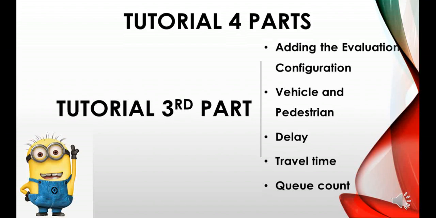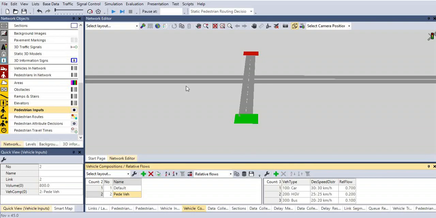This is the third part of this tutorial, by adding the evaluation configuration for the report preparation, and by adding both the vehicle and the pedestrian delay configuration, travel time, and the queue count of both the vehicle and pedestrian. Next, we want to calculate the number of pedestrian counts and the speed that is given. It will count it like that in the queue formation.